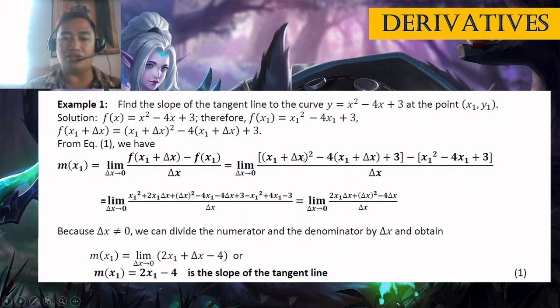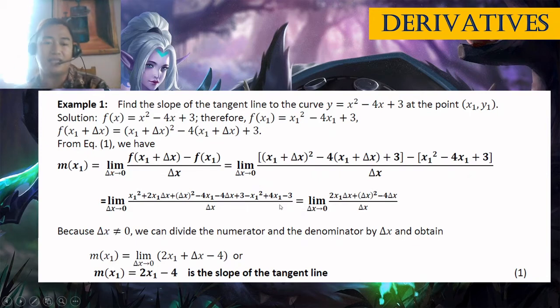Next, class, we solve the square. This is x sub 1 squared plus 2 x sub 1 delta x plus delta x squared. Next, distribute the minus 4: this is minus 4 x sub 1, then times delta x, so minus 4 delta x, and then plus 3. And the sign changes for f of x sub 1, so there is a minus: this becomes minus x sub 1 squared plus 4 x sub 1 minus 3.